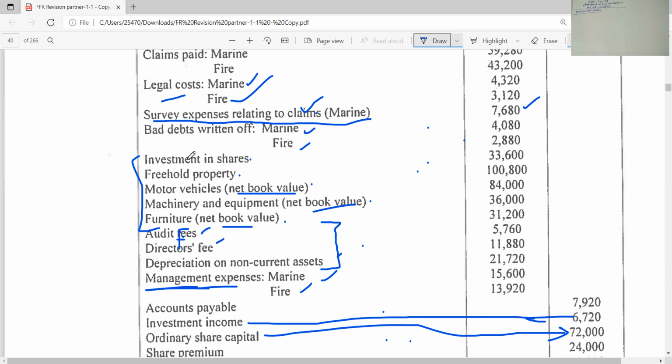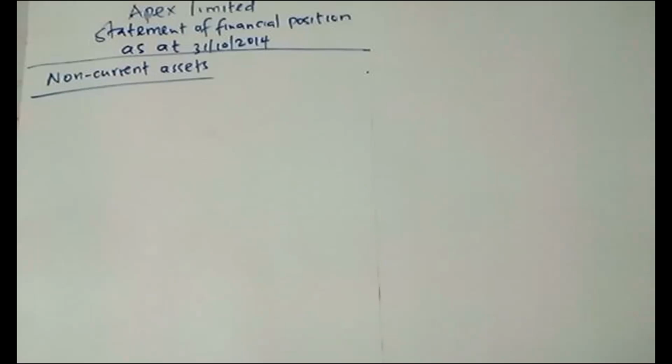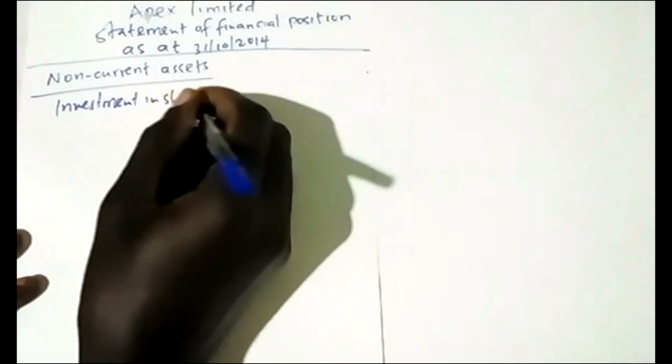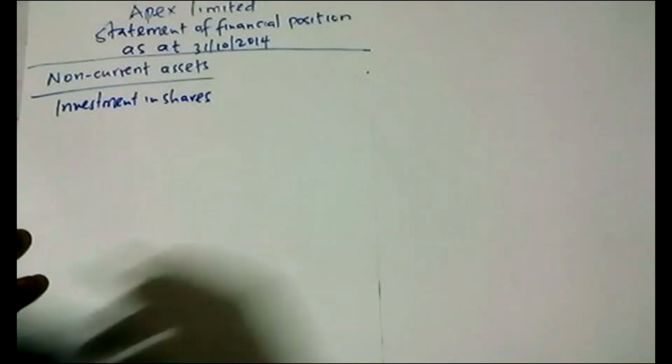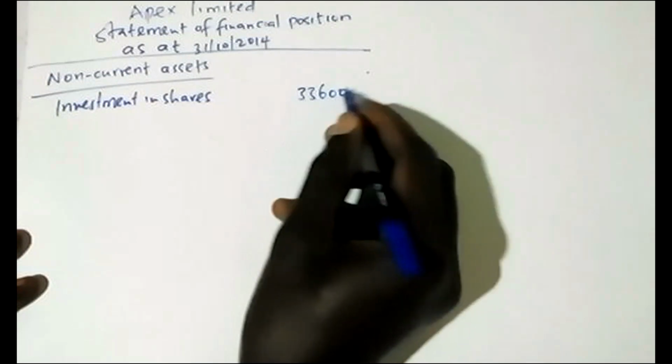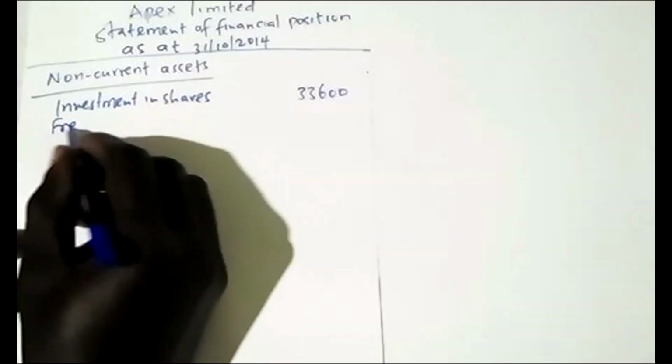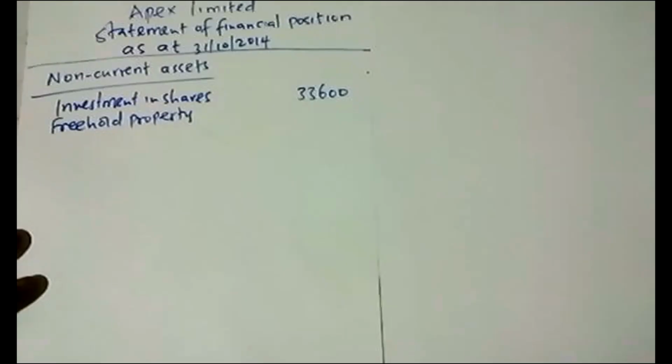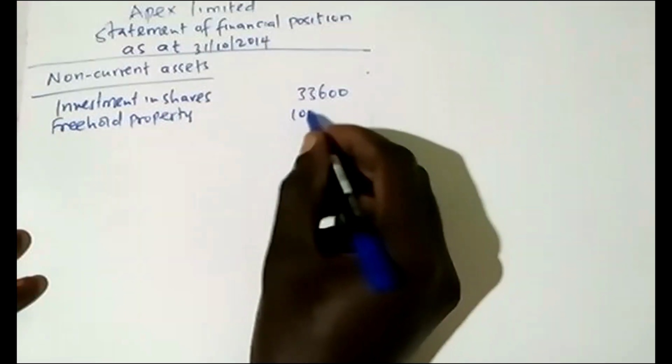You just record. So let's start from investment in shares, 33,600. Freehold property, you can see there. Motor vehicle, 84,000. 36,000 for machinery and equipment. 31,200 for furniture. So let us do the recording. We have investment in shares, which is 33,600. We have the freehold property, and that one is 100,800.